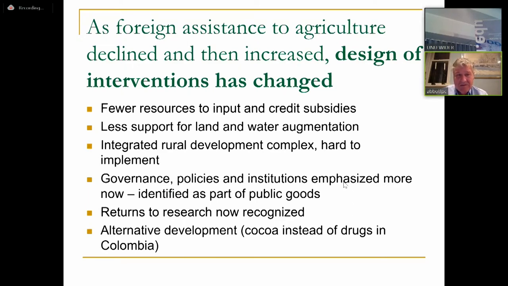It used to be the case that substantial resources were given to input and credit subsidies, and fewer resources have gone to that area. There's less support for land and water augmentation, things like building dams. In the mid-1970s to the 1980s, integrated rural development projects were pursued. These were believed to be complex and hard to implement, and so were not pursued. Recently, governance policies and institutions have been emphasized and are now part of public goods. Agricultural research is something that us ag economists, at least, have always thought was important, and there's better recognition of that. And there also exists a number of alternative development programs, such as the use of cocoa instead of drugs as a way for rural populations to make a living.